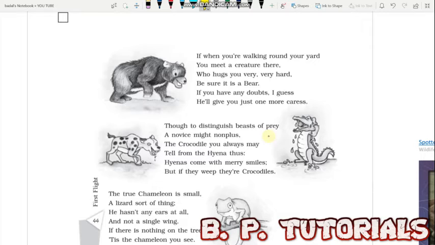If, when you're walking around your yard, you meet a creature there who hugs you very hard, remember, this is one of the special characteristics of a bear, hugging.